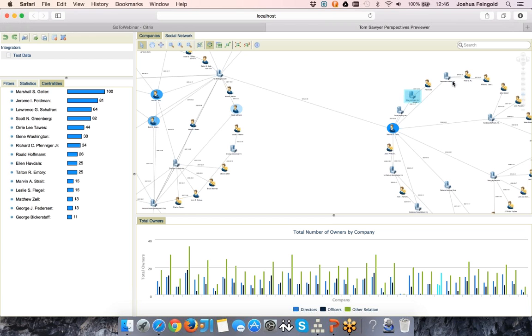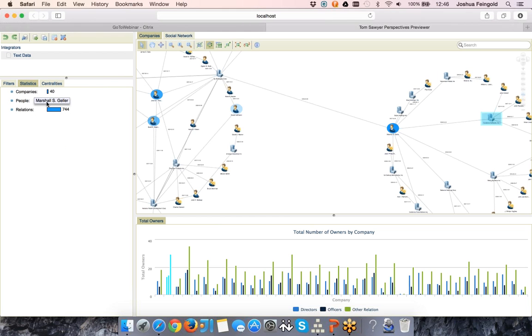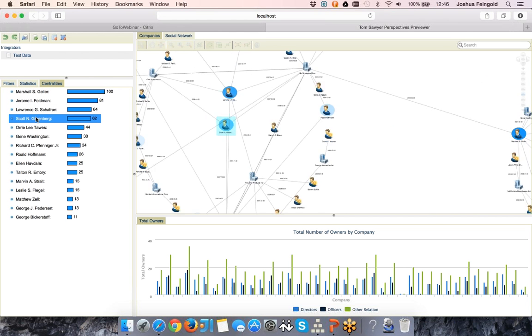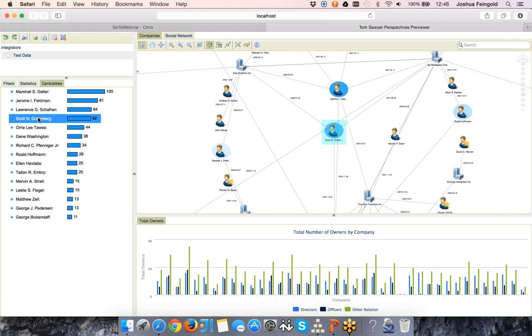Sorry, I'm definitely saying that wrong, but I can't say it correctly. So you can see all the different companies that he's associated with. The statistics for this view: we've got 40 companies, and we have various people. So we can also look at some of these other people of interest, right? So here's Scott Greenberg.